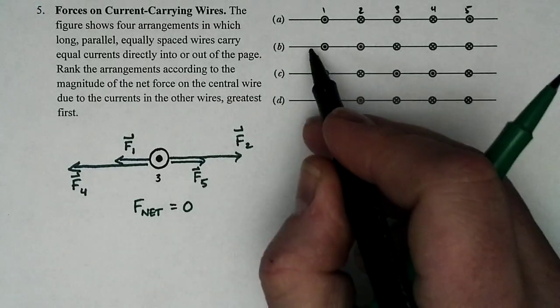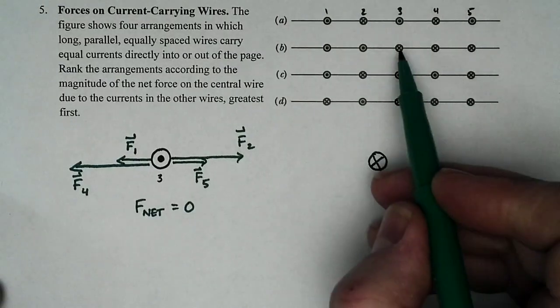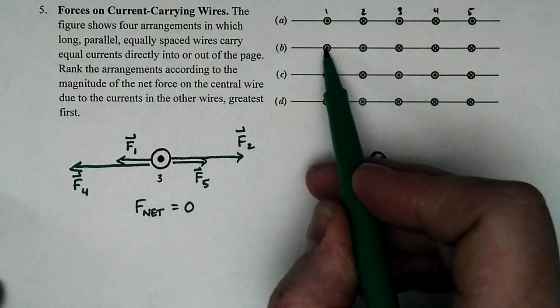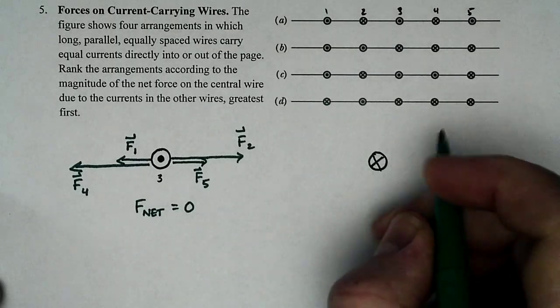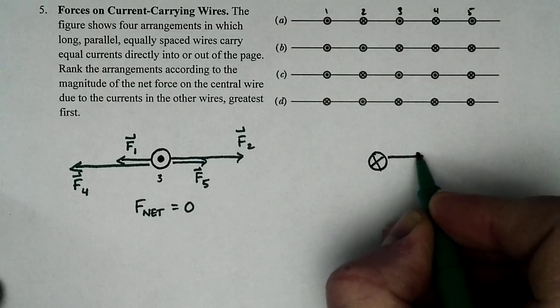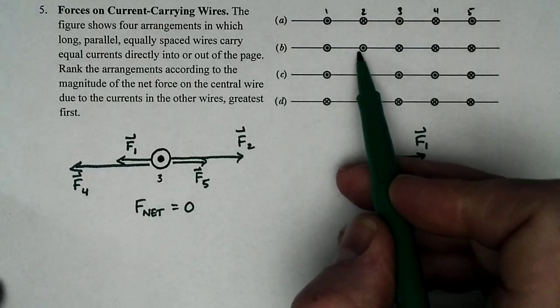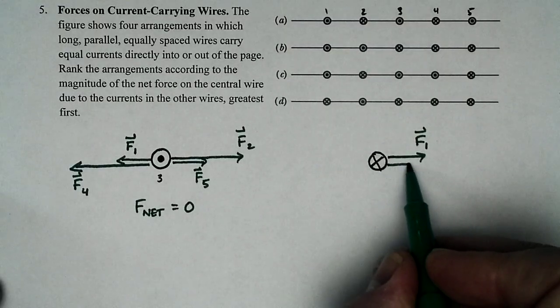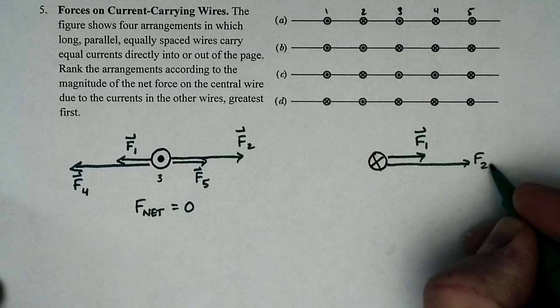Again, I'm just going to always assume 1, 2, 3, 4, 5 across there. So if current's going into the page, this one is going out of the page. 1 is going to produce a repulsive force on that. So there's the force from wire 1. 2 is similarly going to be a repulsive force, and it is twice as big because it's half the distance away.